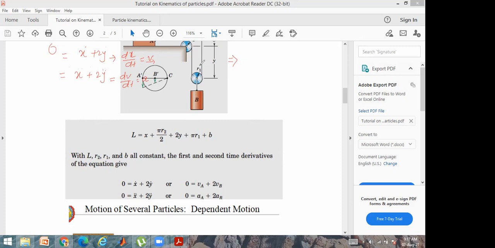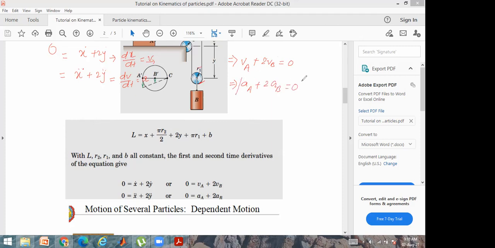Therefore, what can I write? What is x dot? x is the distance moved by A. That means change in the distance of A, therefore change in the distance of A is velocity, plus 2y. What is y related to? It is related to v. Therefore 2v dot equals 0. Similarly, x double dot, that means I can write a plus 2ab equals 0.